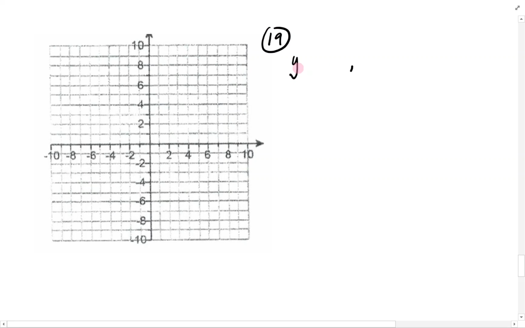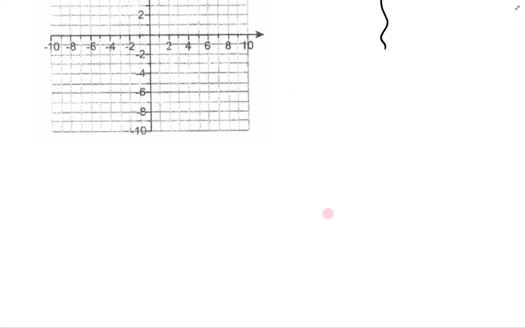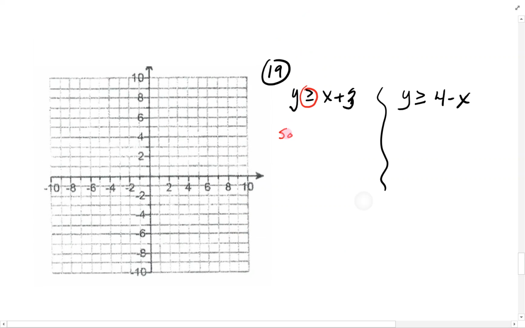I'm supposed to graph y is greater than or equal to x plus 3, and I'm supposed to graph y is greater than or equal to 4 minus x. All right, I'm going to take them and analyze them separately. For the first one, taking a look at the symbol, it says it will be solid. And I will shade, because it says greater than, I will shade above. The b value is 3, and the slope value, there's nothing there, so I know it's an implied 1. It's up 1 and right 1.